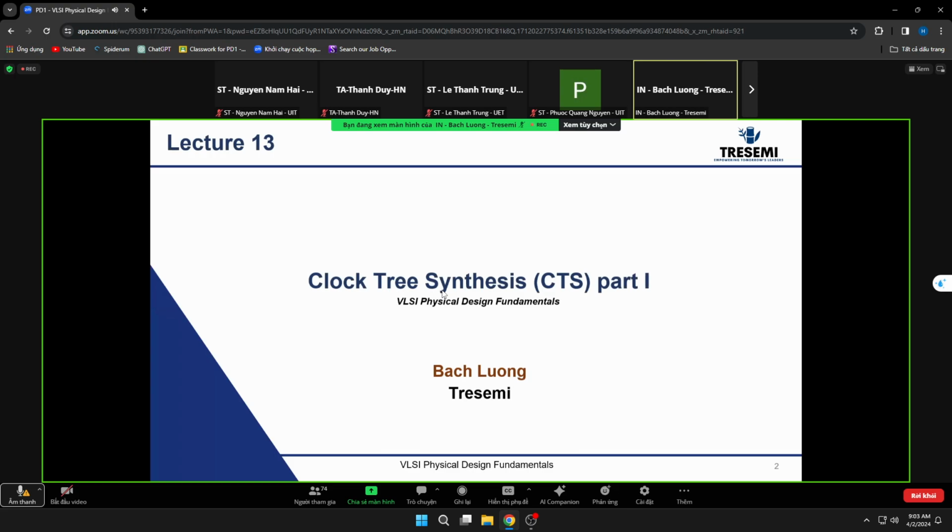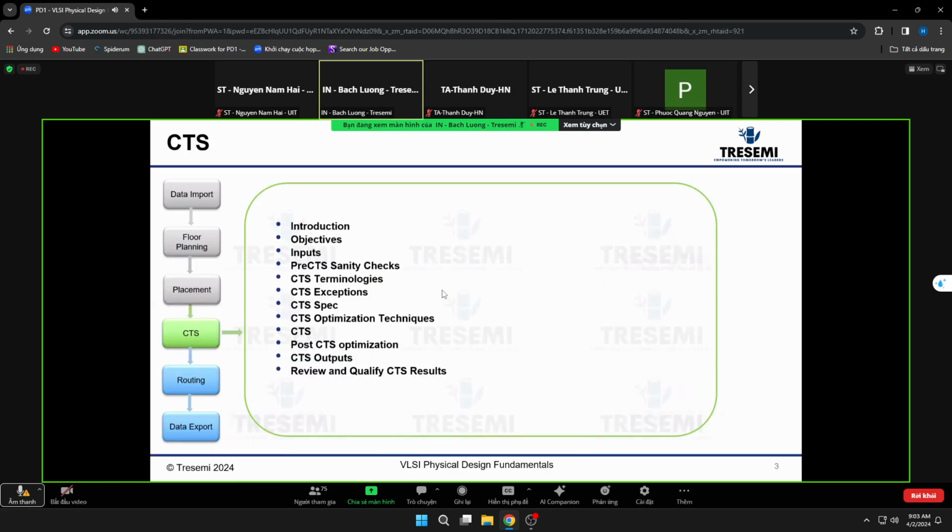Okay, so this is part 1. These are the topics I put together for this portion of the lecture: the introduction, objectives, inputs, and then the pre-CTS sanity checks. For CTS, there's a lot of terminology, or nomenclature, that we need to learn in order to understand the clock tree synthesis process before we can go on to the actual process.